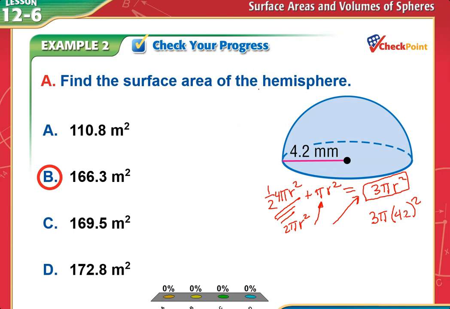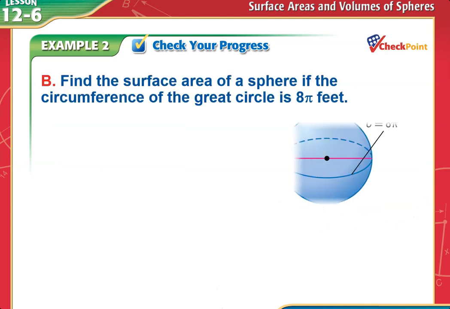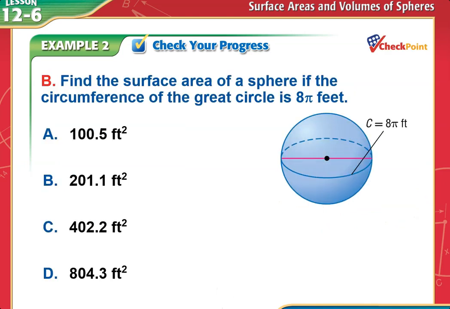All right, check your progress. Go ahead and pause your video to find the surface area. 201.1 feet squared. Okay, and remember, we need 4 pi r squared for the surface area of a sphere.